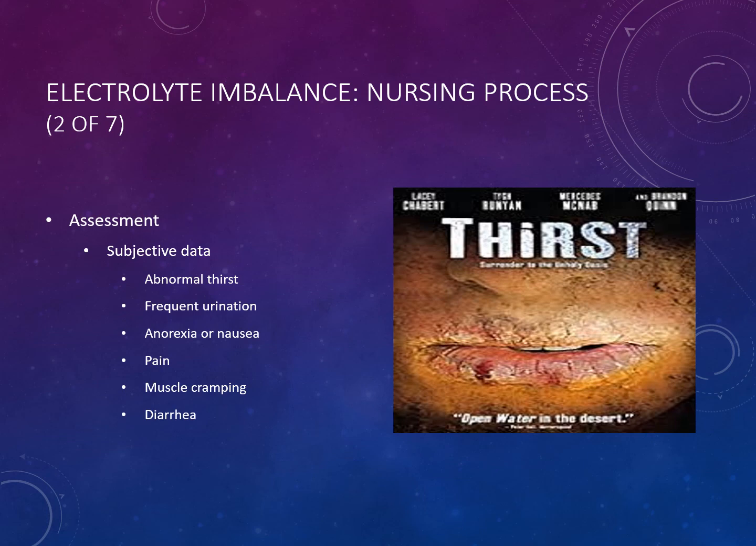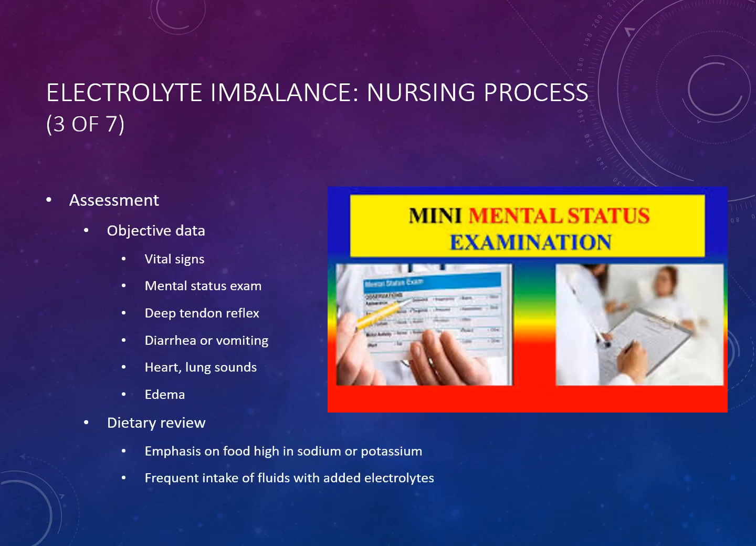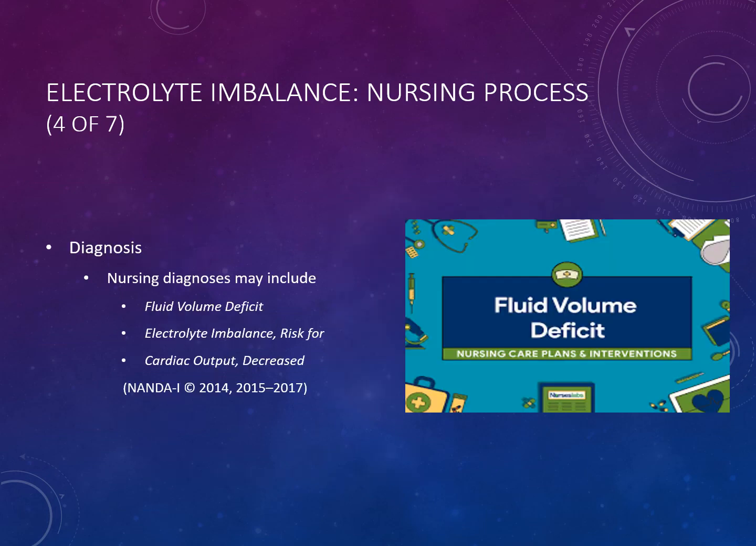Assessment, again, we've already talked a lot about this. The dry, cracked lips, anorexia, muscle cramping, diarrhea. You should have that by now, okay? Again, vital signs, the mental status exam. We want to assess that cognitive status. Deep tendon reflexes, are they absent? Are they hyperactive? Diarrhea or vomiting, heart and lung sounds, is the heart bounding, are the lungs congested? Does it sound like there's just too much fluid in there? We want to focus on foods high in sodium or potassium, or restrict these, okay, one or the other, okay?